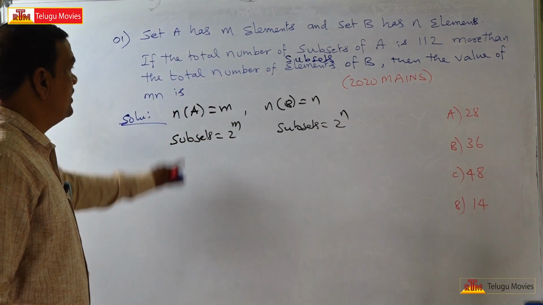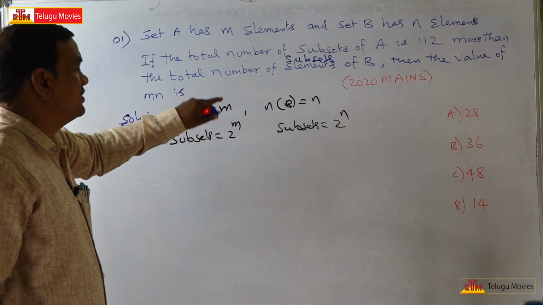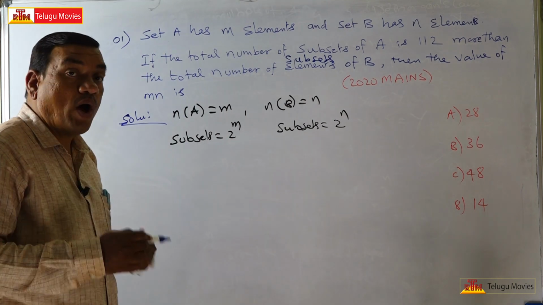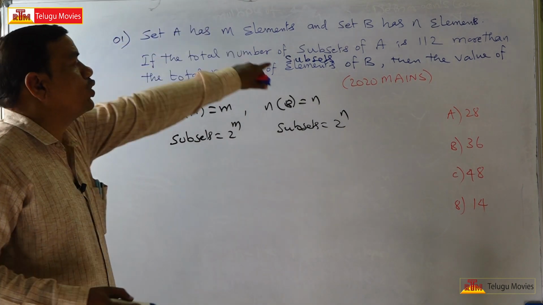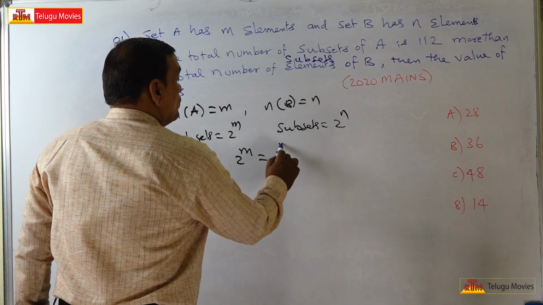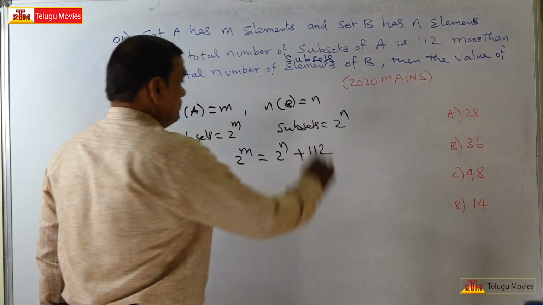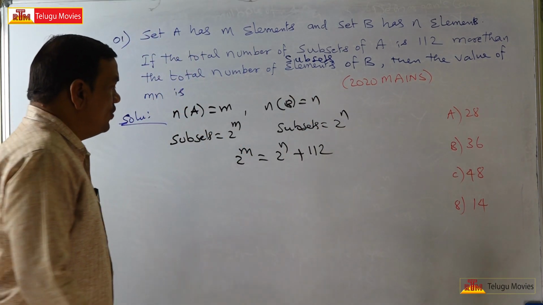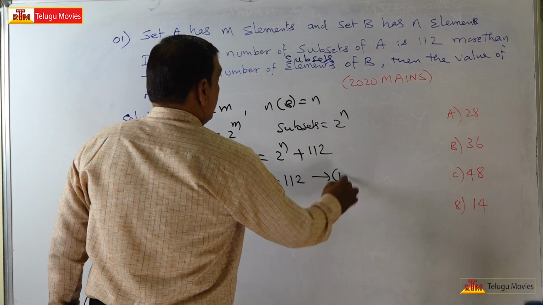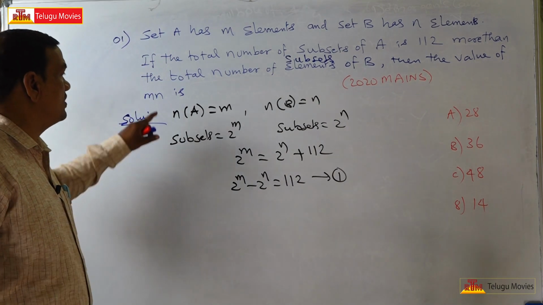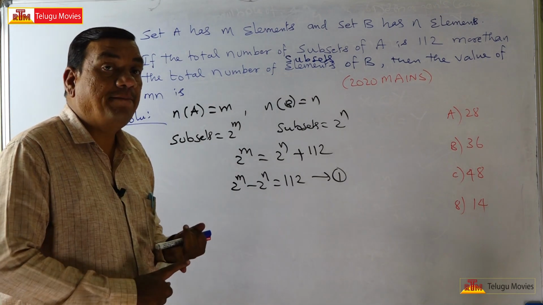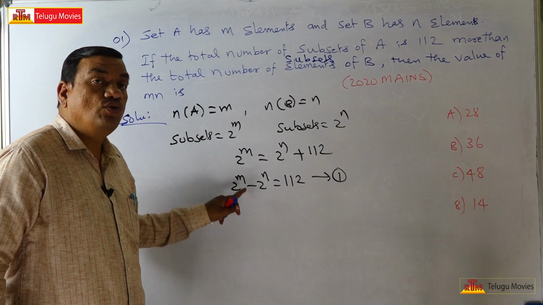So he is saying the total number of subsets of A, that is 2 power m, is 112 more than the total number of subsets of B. That means 2 power m is 2 power n plus 112. So 2 power m minus 2 power n is equal to 112. This is equation number 1. Now he has asked to find the value of mn, m into n. That means you have to find the values of m and n, but unfortunately you got only one equation.